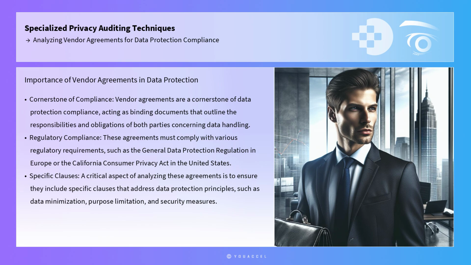Vendor agreements are a cornerstone of data protection compliance, acting as binding documents that outline the responsibilities and obligations of both parties concerning data handling. These agreements must comply with various regulatory requirements, such as the General Data Protection Regulation in Europe or the California Consumer Privacy Act in the United States. A critical aspect of analyzing these agreements is to ensure they include specific clauses that address data protection principles, such as data minimization, purpose limitation, and security measures.